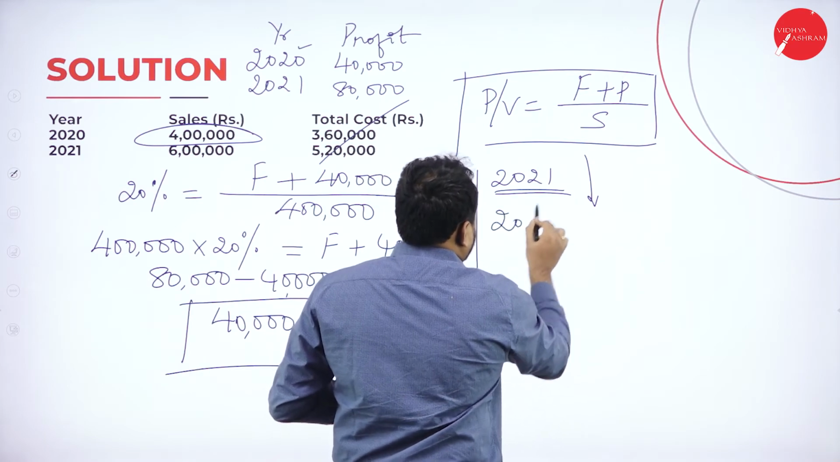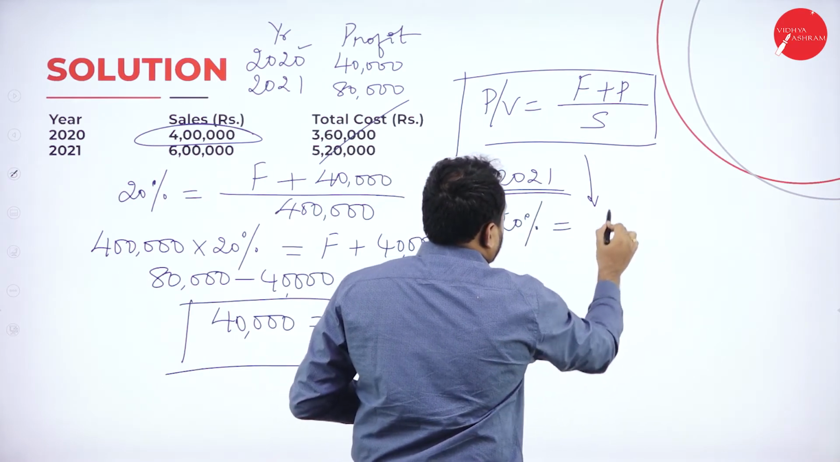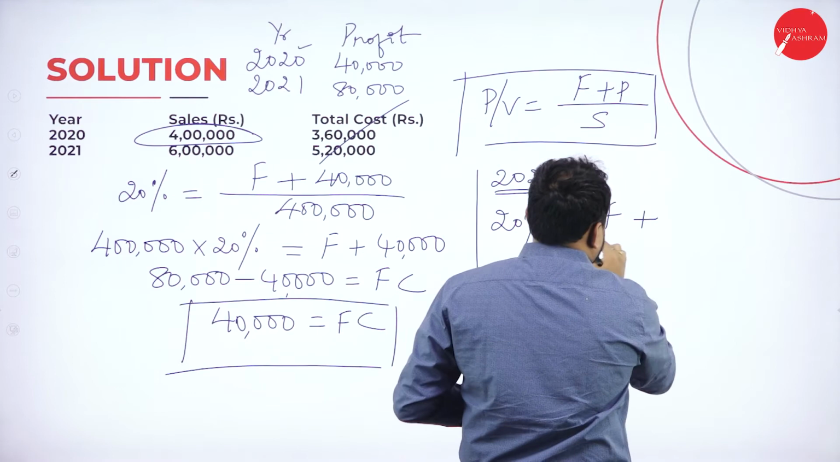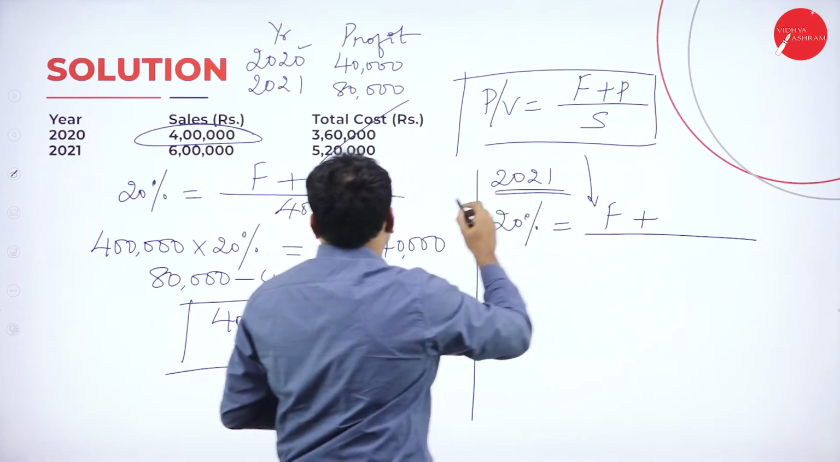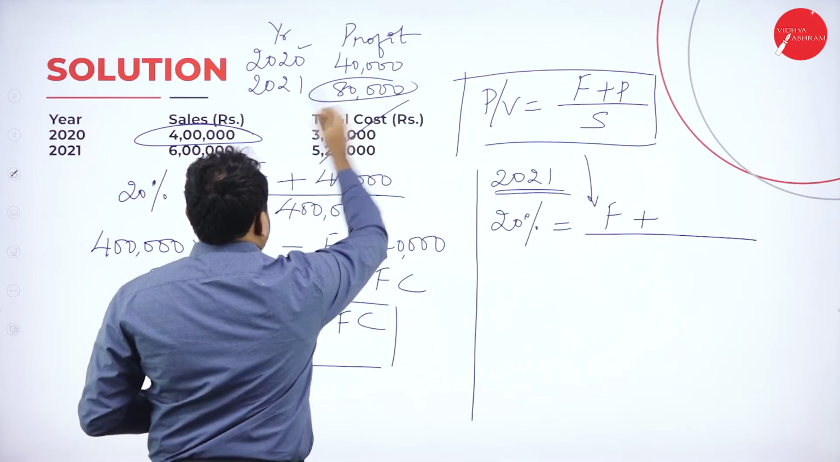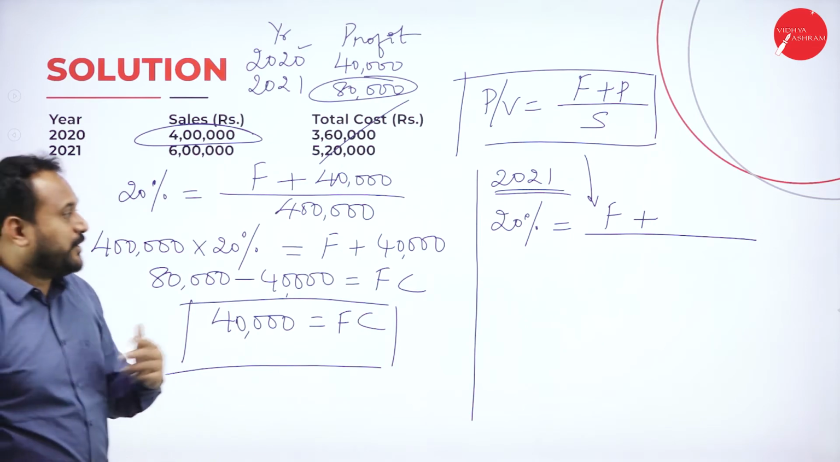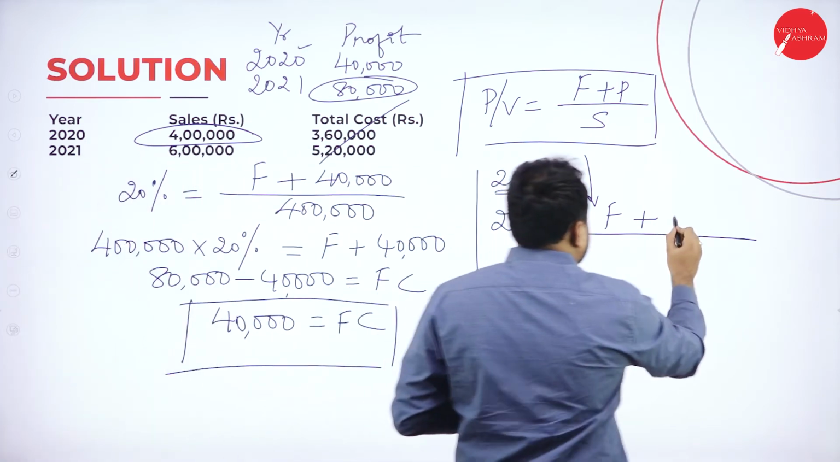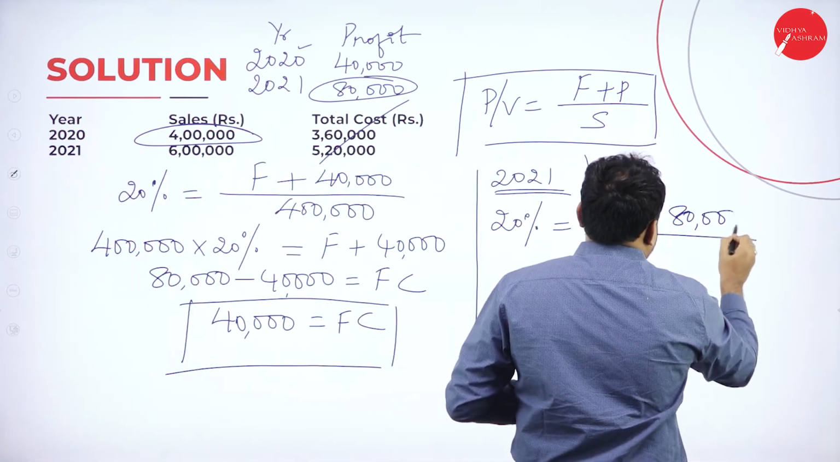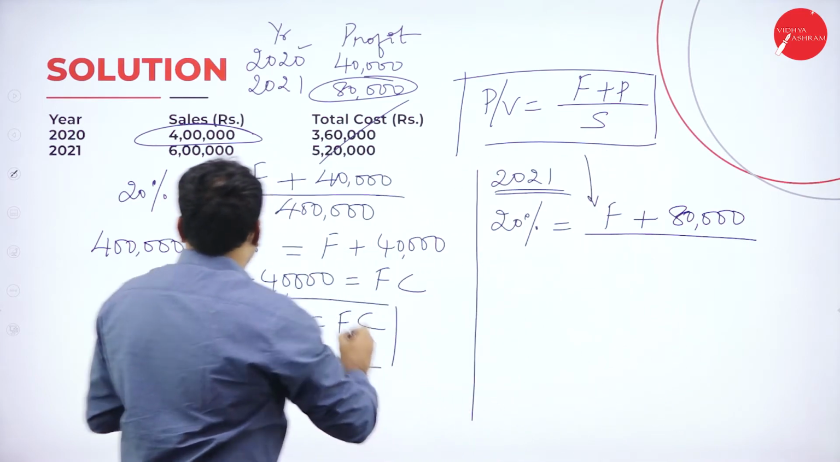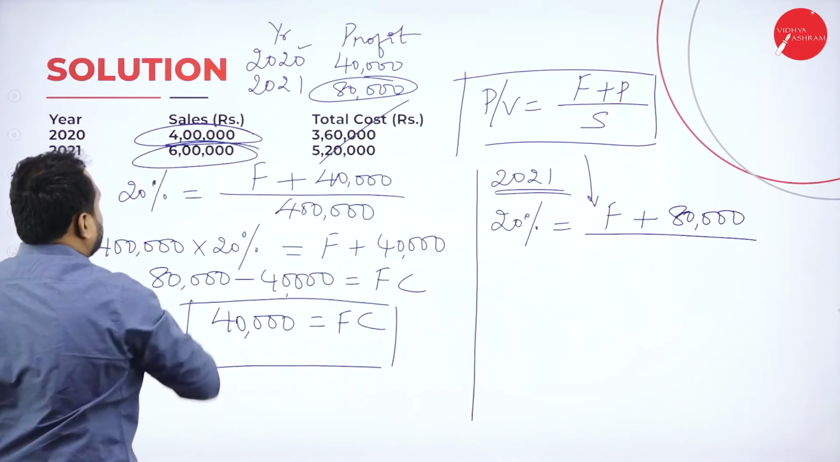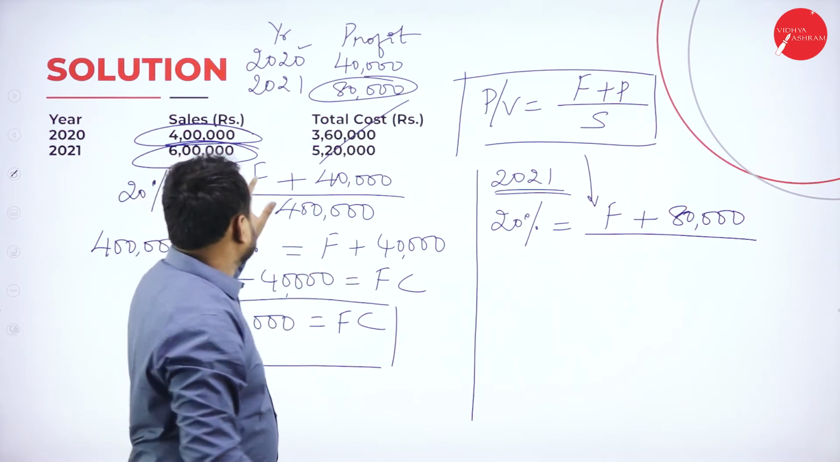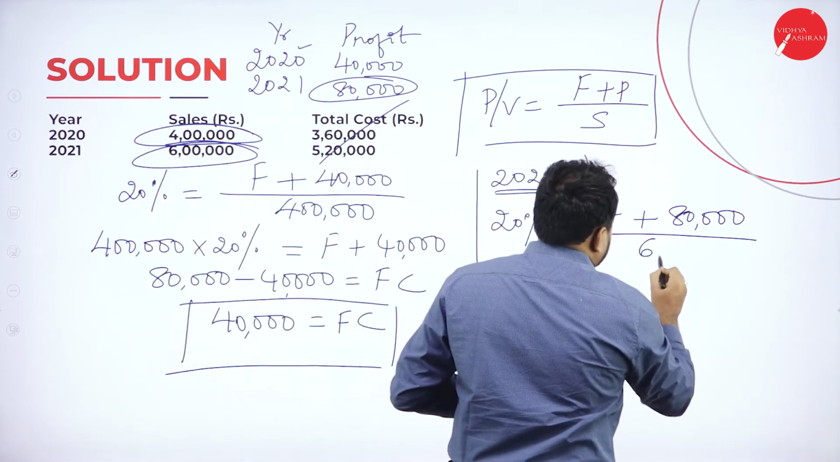PV is 20% is equal to fixed cost, which I don't know, plus profit. Now the profit of 2021 I will take. How much is it? 80,000. And the sales of 2021 is how much? 6 lakh. So I'll take here 6 lakh.